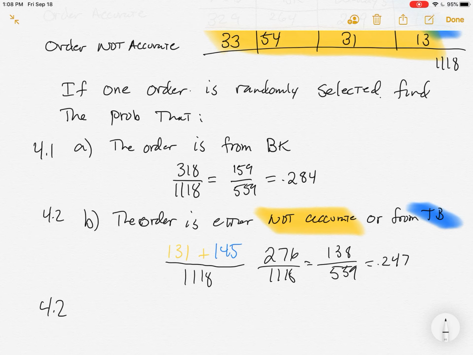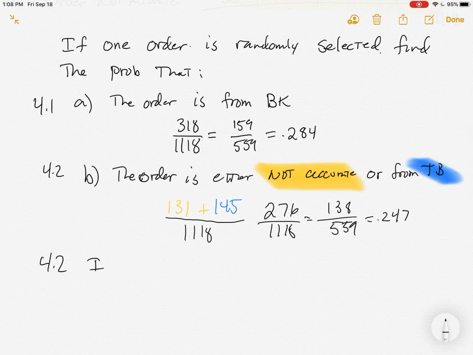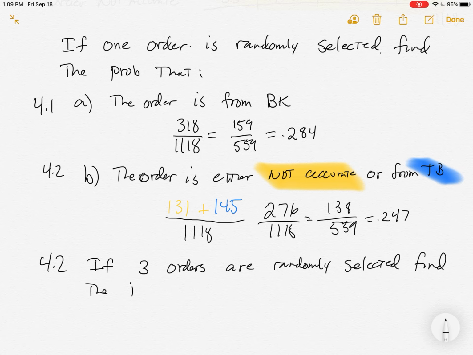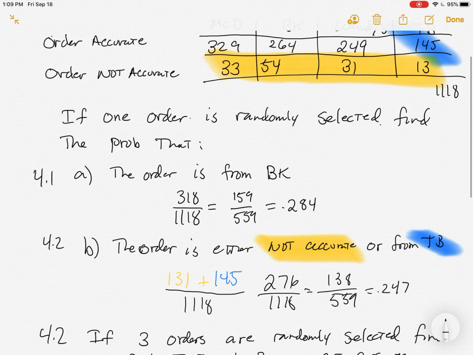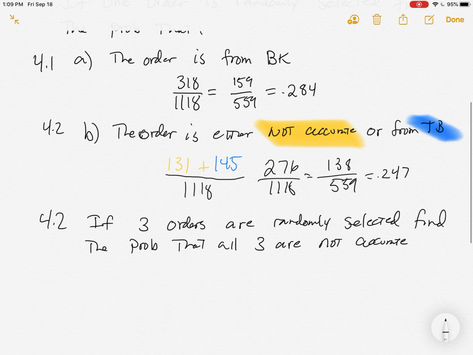The other thing that could happen is another 4.2 question, and that's going to be a different question. If 3 orders are randomly selected, find the probability that all 3 are not accurate. Well, we've already counted the not accurate ones. If you remember, that was the yellow highlighted, that was the 131. So that's 131 orders out of 1,118 when we first go in.